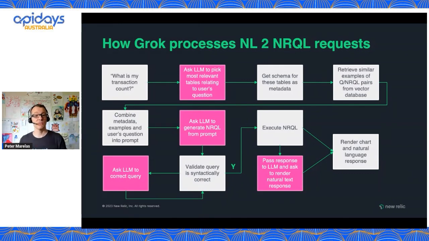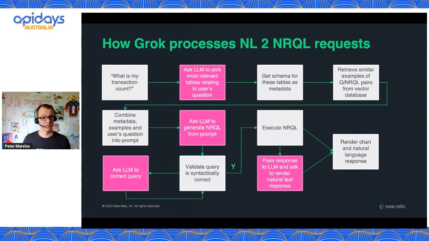The next thing we do is we'll go get all the schemas associated with those tables and the metadata. So think of all the columns and the column descriptions associated with those tables. Then we actually go and retrieve similar examples of questions and queries that are associated with those types of tables. And we draw all these examples from a vector database where we store all this information.